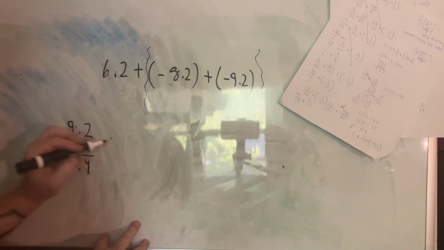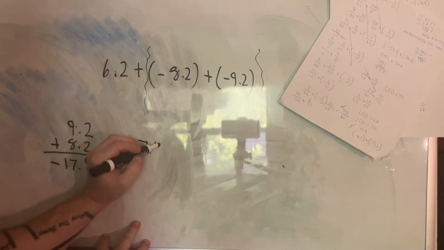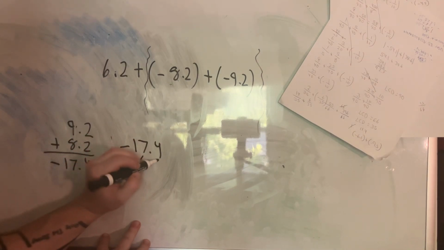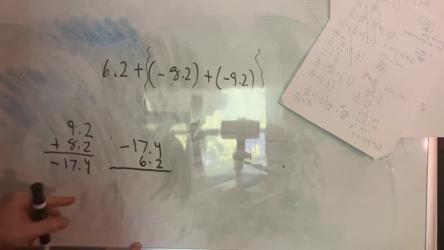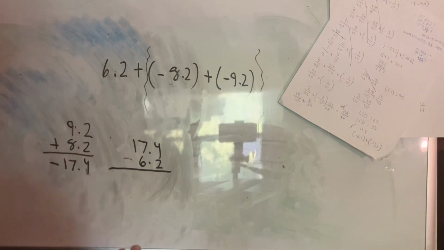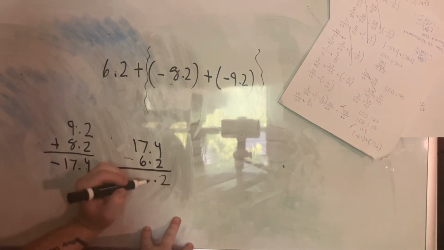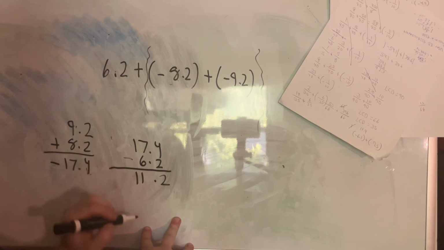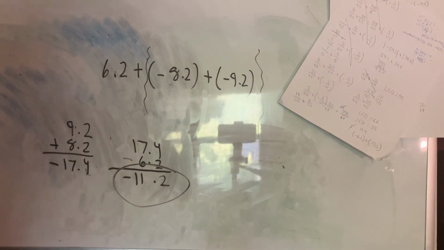So now what we want to do is add 6.2 to negative 17.4, so we can borrow that negative sign and turn this into a subtraction problem. That brings us to negative 11.2.